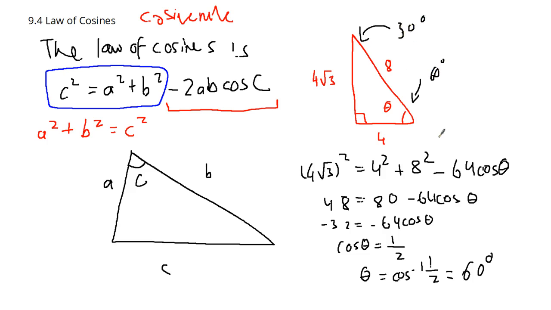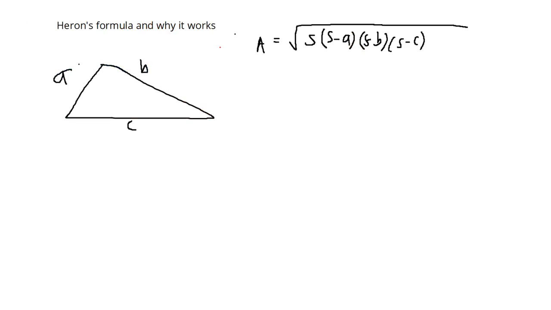Because it looked wrong on the picture, and it is wrong. So 60 and 30. This is a classic 30, 60, 90 triangle we had, but I just basically tried to solve for the angles using the law of cosines. So that's how you can use the law of cosines.